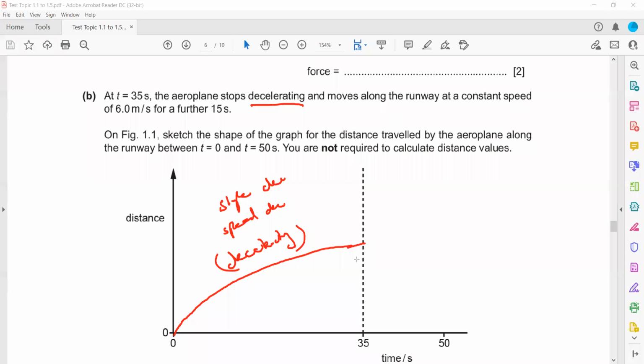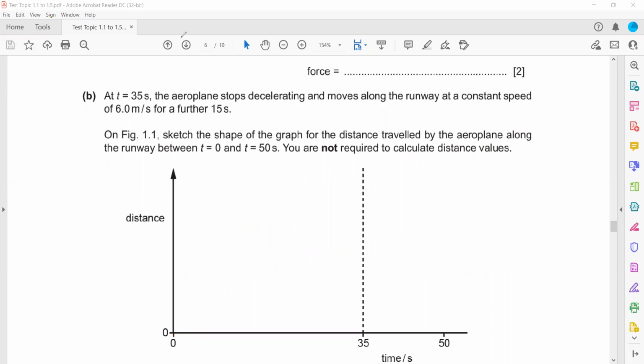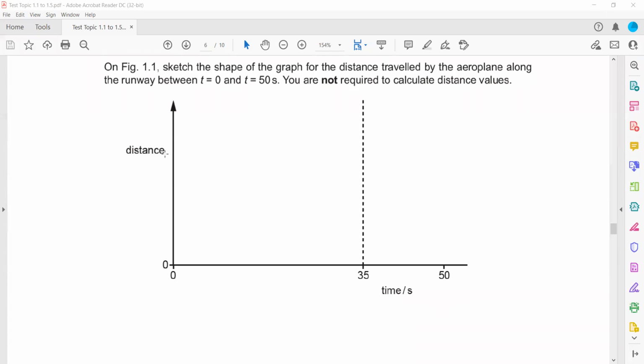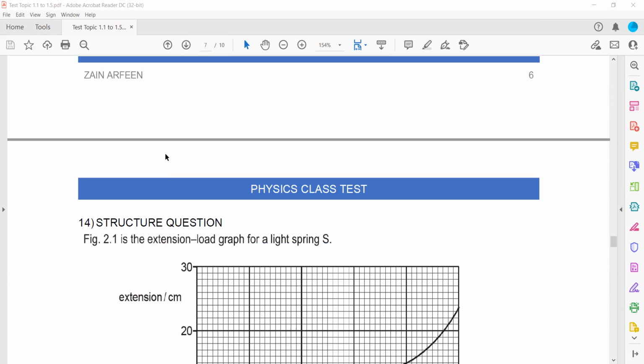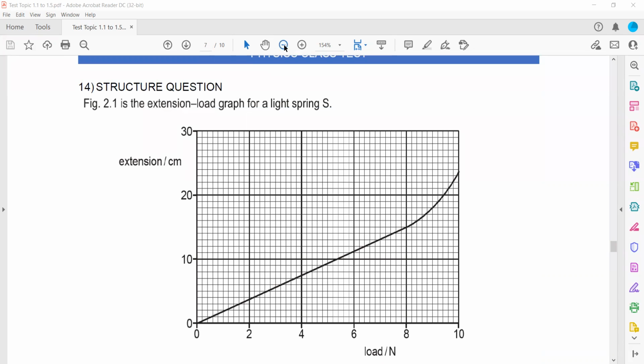So this is decelerating. And then it moves with a constant speed. Constant speed means there should be a straight line, because the slope is constant here. When the slope is constant, it means the speed is constant. And when speed is constant, it means acceleration or deceleration is 0. So this should be the graph for an object which is first decelerating and then moving at a constant speed. This is a distance time graph. Some students think this was a speed time graph and they sketch accordingly.